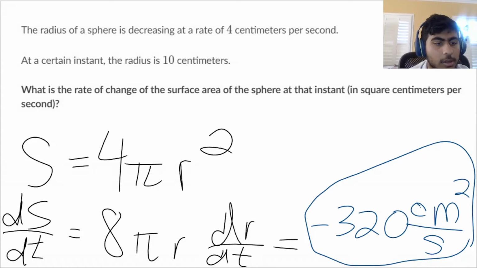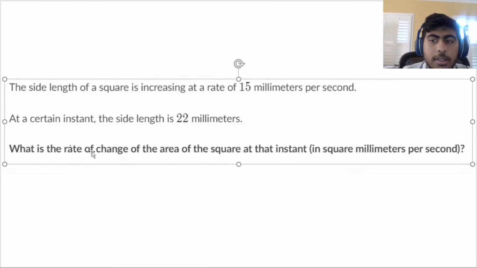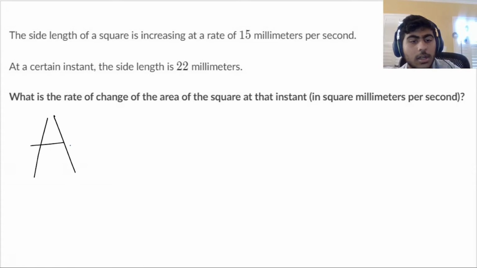Let's move on. Alright, the last problem in the category of related rates, and here it is. The side length of a square is increasing at a rate of 15 millimeters per second. At a certain instant, the side length is 22 millimeters, and we're asked for the rate of change of the area of the square at that instant. Well, the area of the square is simply the side length squared.